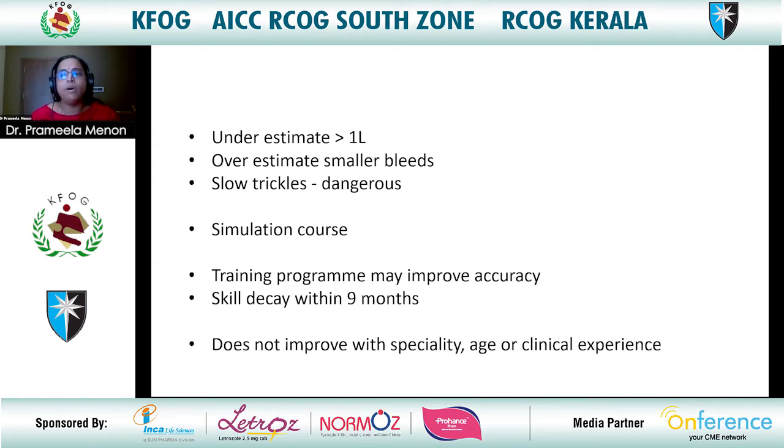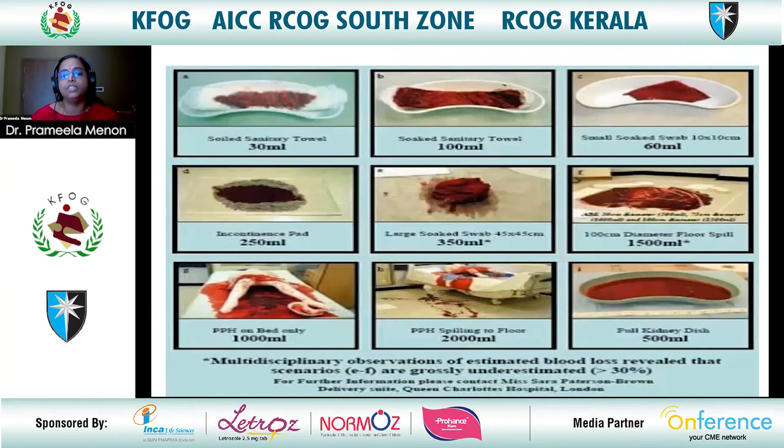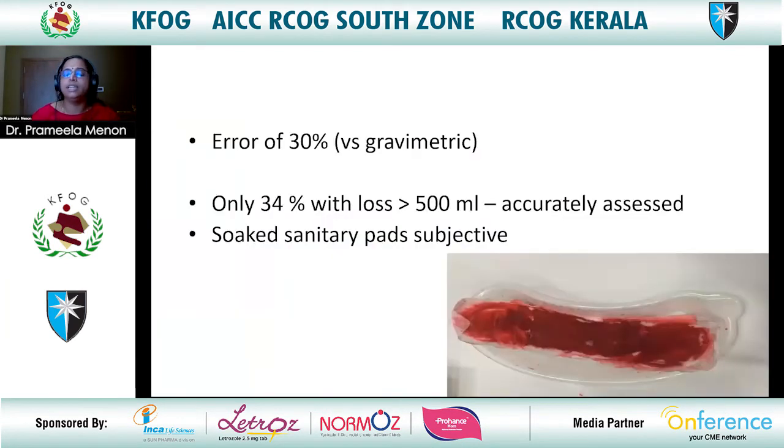Can we improve our accuracy with visual estimation? Yes, simulation courses might help, but the skill will decay over time. And pardon me for saying this, studies have shown that it does not improve with your specialty, age, or clinical experience. And we all have been trying to memorize all these pictures, how much is each of these blood losses, but we know that there is a lot of error, more than 30% error.